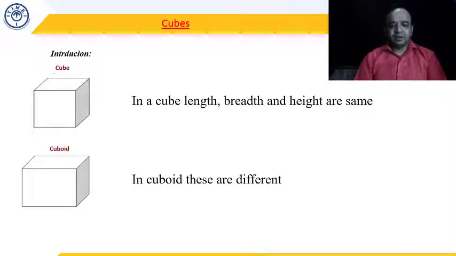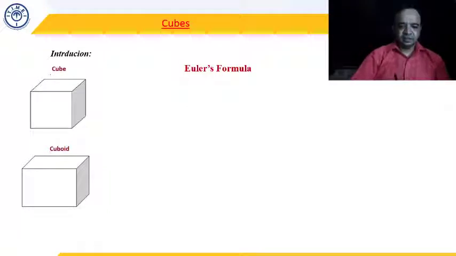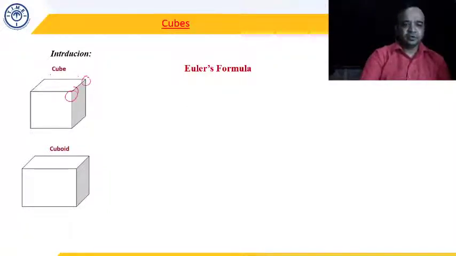Now Euler gave some formulas related to the number of faces, number of vertices, and number of edges. If I talk about the number of vertices, just look at this. 1, 2, 3, 4. And behind and below it there are 4 more. So this is just behind this. So total number of vertices is how much? 8. So number of vertices is 8.